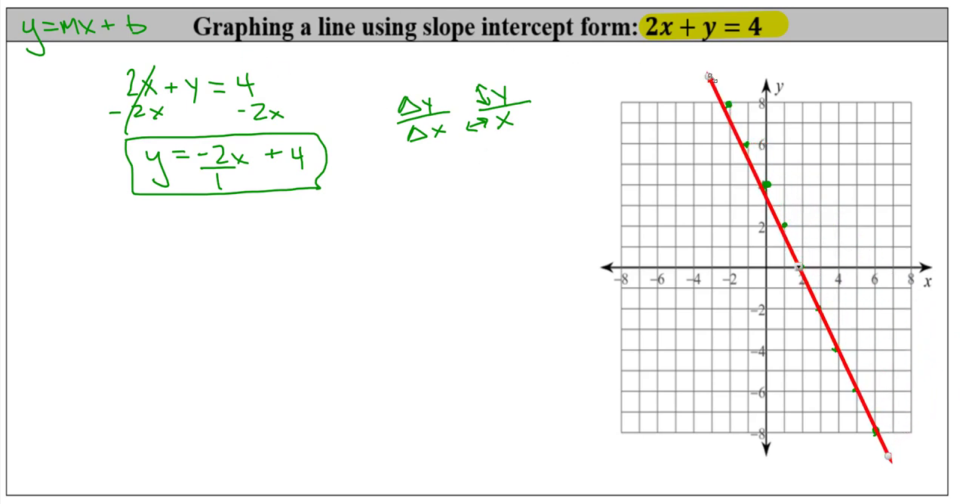Let me fix that for you. I think that looks good. Maybe a little bit down here. Yeah. All right. Okay, so that looks good.